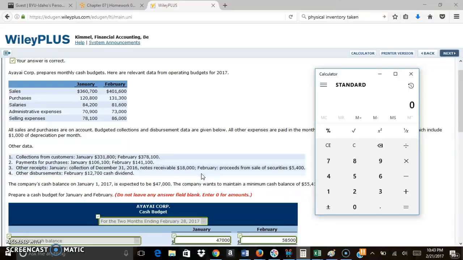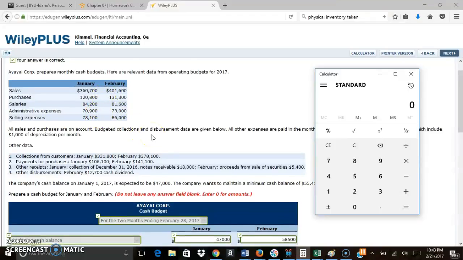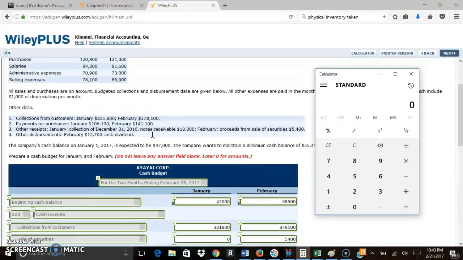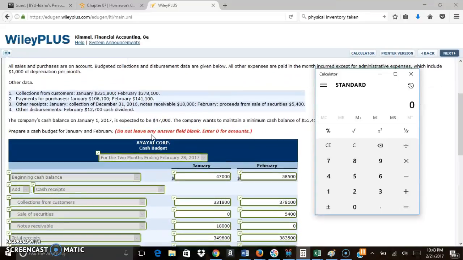So here's the information that we have. We have sales, purchases, and salaries, administrative expenses, and selling expenses for January and February. Also note that there are sales and purchases on account, and budget collections and disbursement data are given below. Other expenses are paid in the month incurred except for administrative expenses, which include $1,000 of depreciation per month. We're going to come back to that.